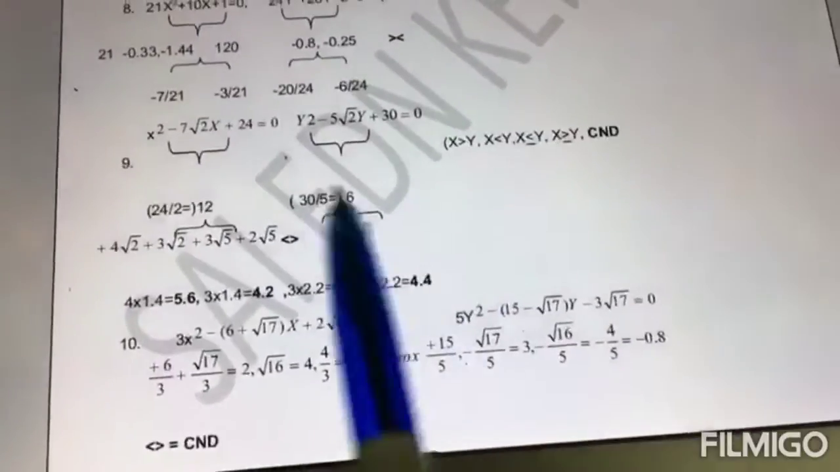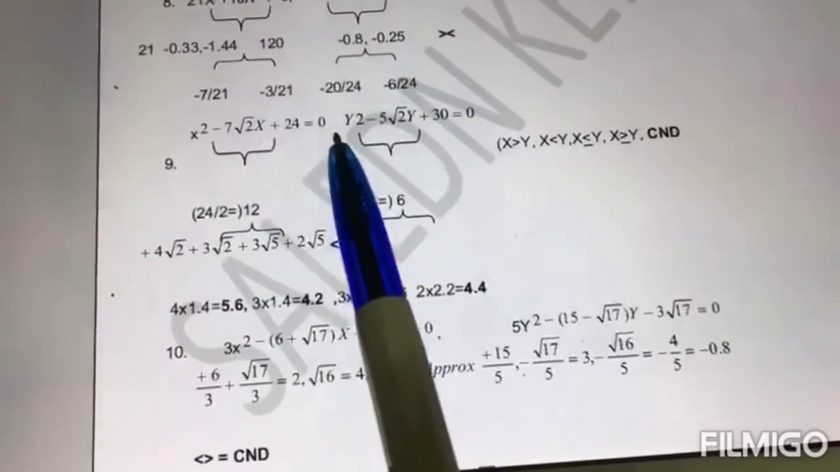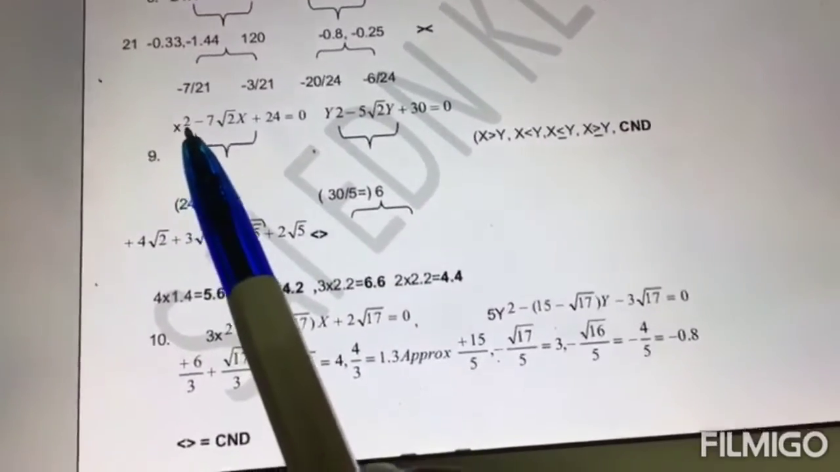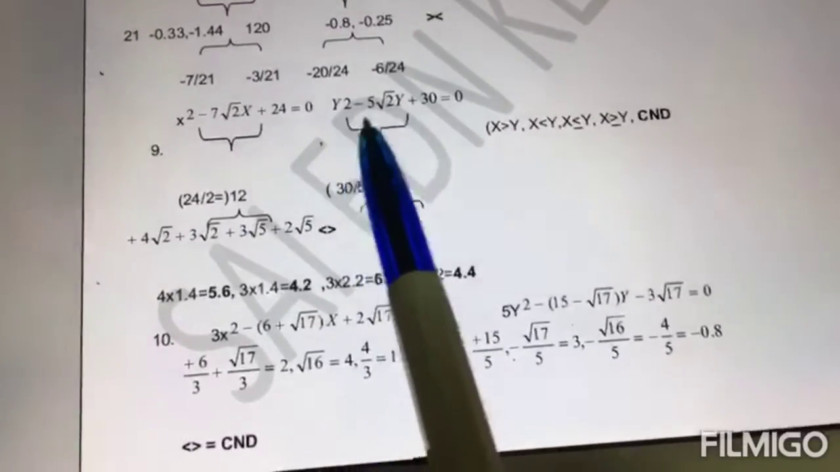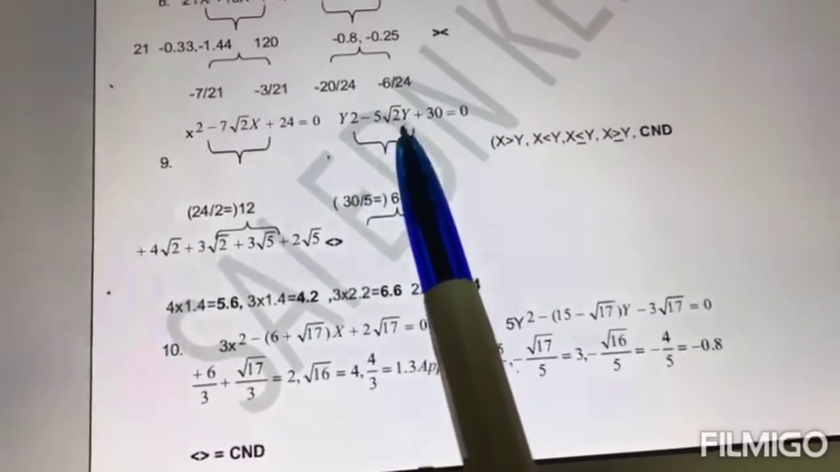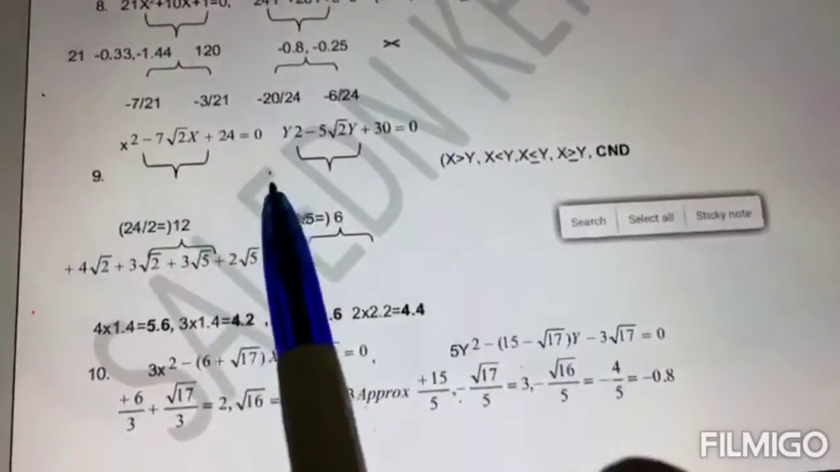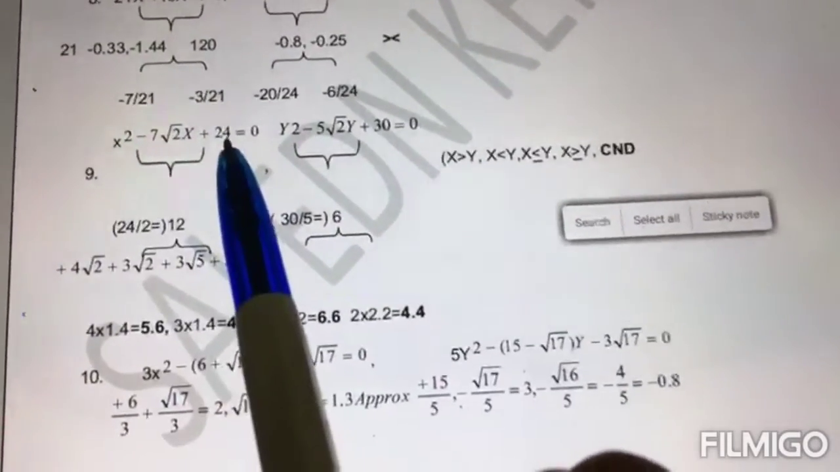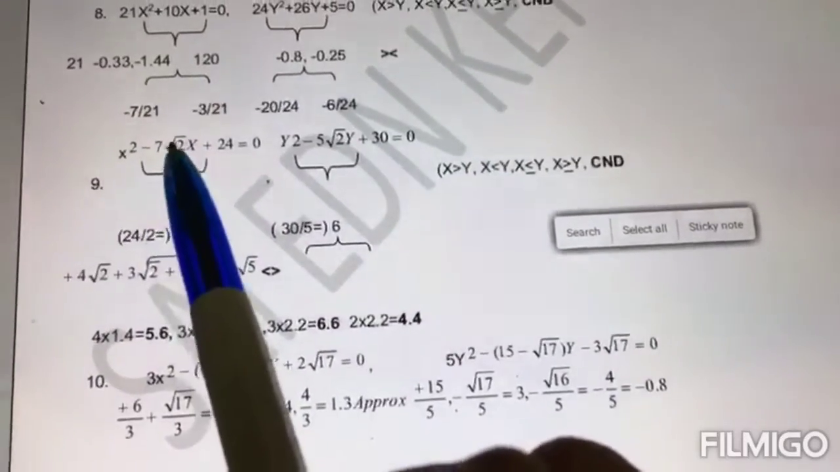Let's do number 9. Okay, so x square minus 7 root 2x plus 24 equals 0. Is this a quadratic equation? Yes, because the highest degree of the variable is 2. This is actually y square, not y2, minus 5 root 2y plus 30 is equal to 0. Now let us see whether we can solve it. What is the coefficient here? It's 1. When nothing is given, it is always 1. So 1 into 24, right? We have to find the factors of 24 such that we get this number here, minus 7 root 2.